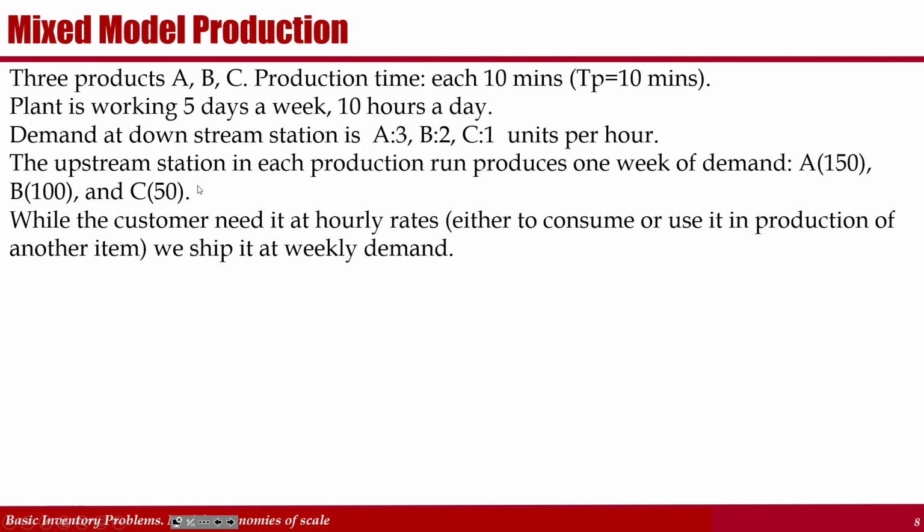Why should we produce 150A? Maybe something happens. Maybe they don't want 150A. If we produce 150A, cycle inventory would be 75 for A. 100B, 50 cycle inventory. 50C, 25 cycle inventory. Therefore, we have a cycle inventory of 150.